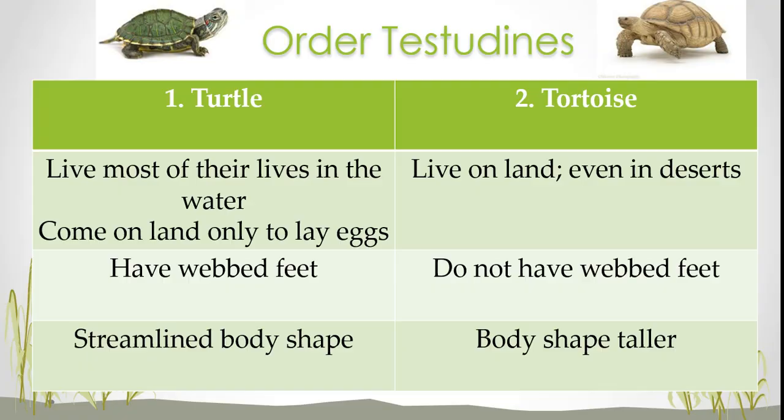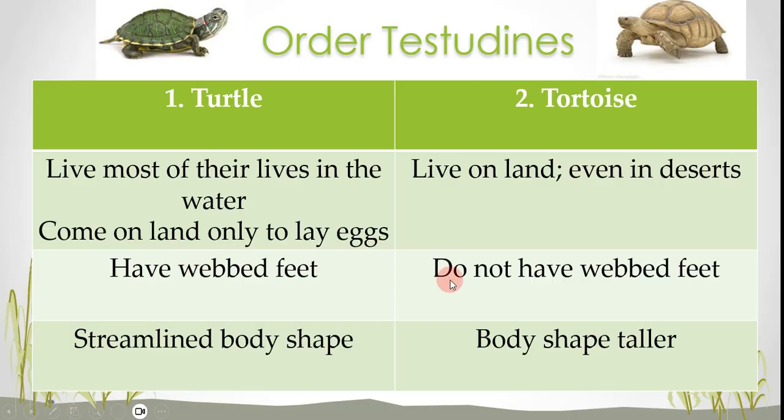Okay, we're in order Testudines now, and we're going to be looking at the difference between turtles and tortoises. Once again, you might want to stop the presentation so you can fill out this chart or make your own chart. Let's start with turtles. Live most of their lives in the water. They can come on land. They will come on land, especially the famous marine turtles will come on land to lay their eggs. Tortoises live on land. They even live in very dry places.